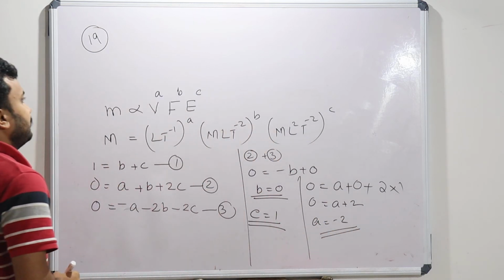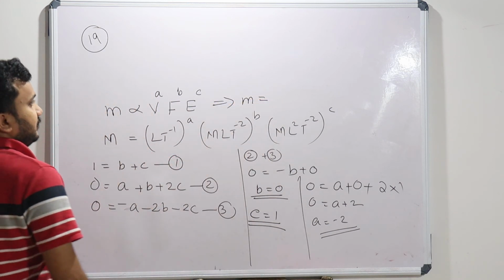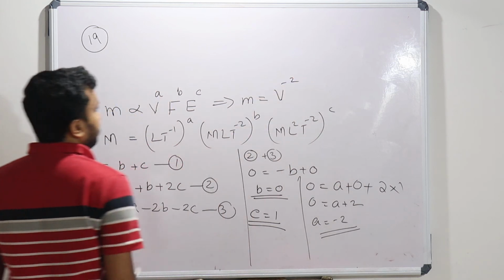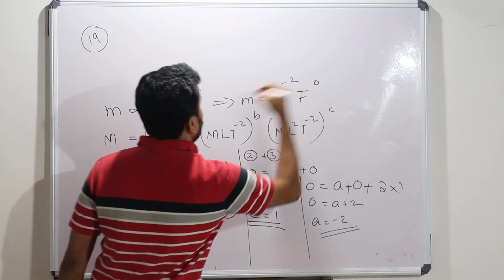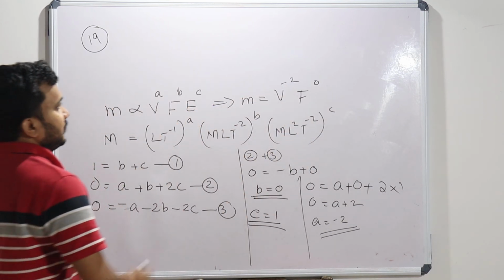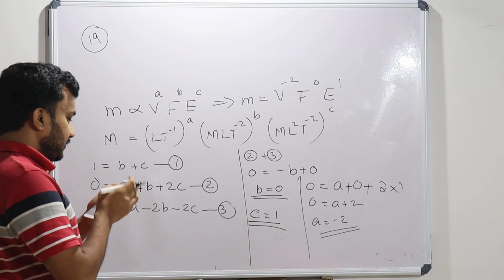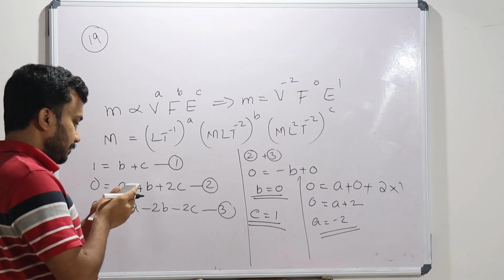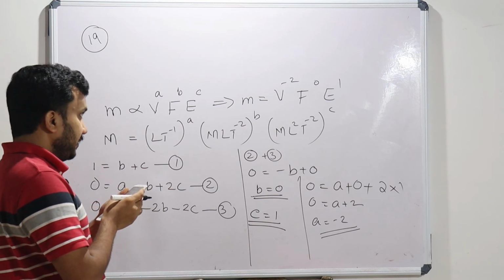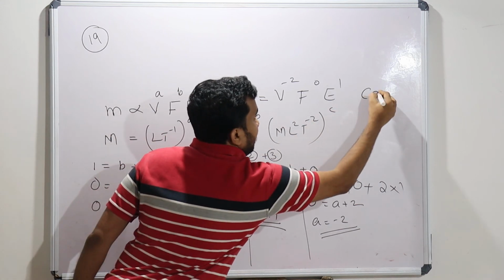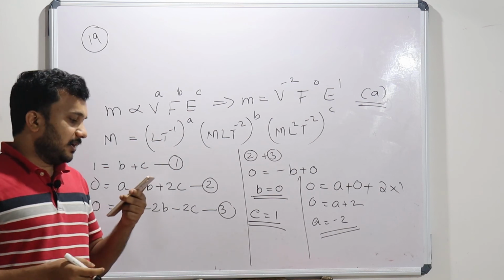So let's look into the dimension formula of our equation, sir. The dimension formula m is equal to v power a, so v power minus 2, f power b. What is f power b? b means f power 0. E, energy, e power c, so e power 1. Let's look into the options. v raised to minus 2, f power 0, e power 1. Option number A matches with this one, right? So 19th question, answer is option A.